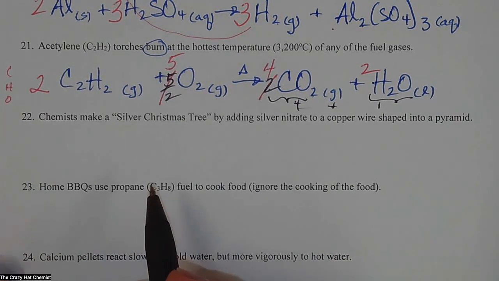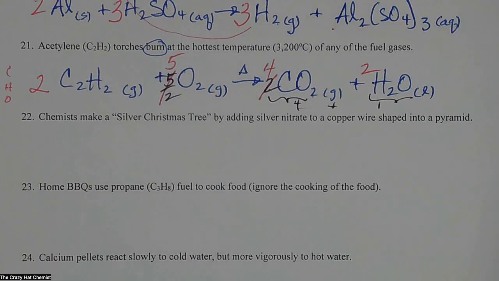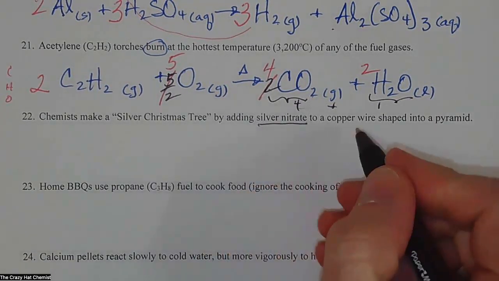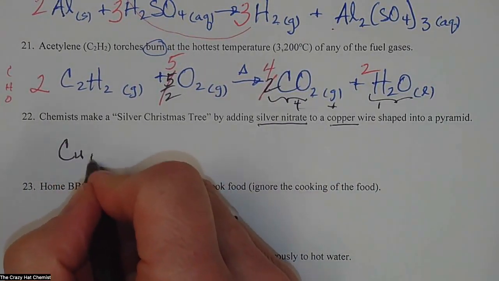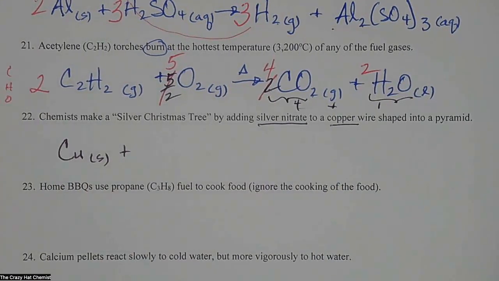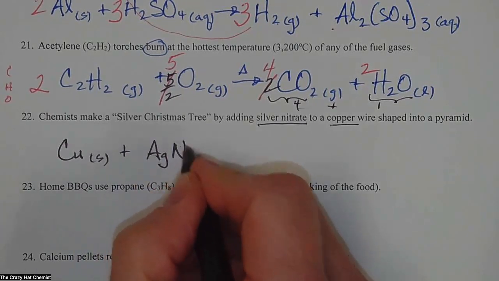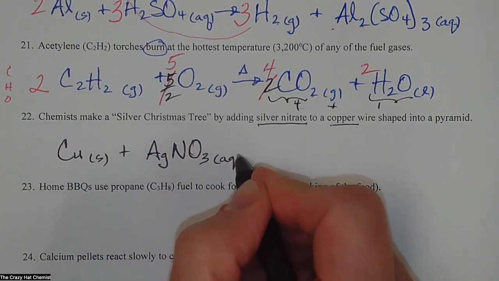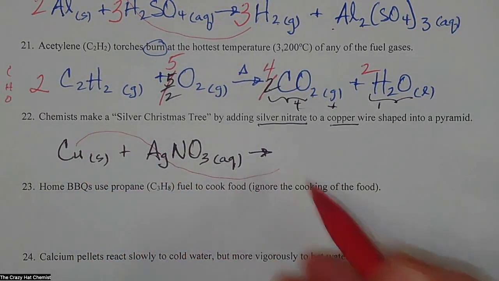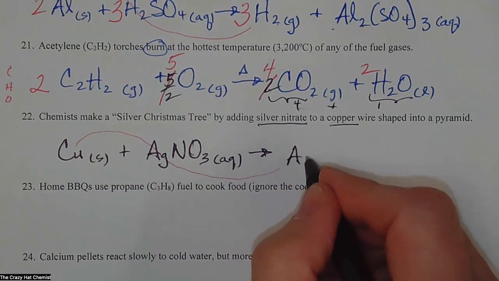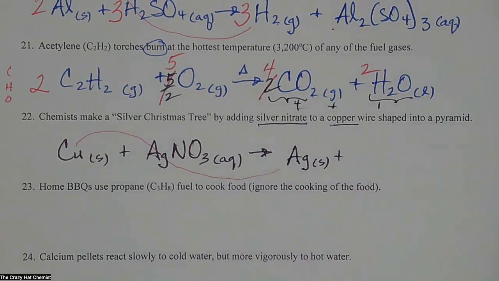Okay. And it says chemists make a silver Christmas tree by adding silver nitrate to copper wire. Okay, so copper wire, that's Cu, and that is solid. And silver is a 1 plus cation, and nitrate is a polyatomic ion, so it's AgNO3. All nitrates are aqueous. This is a single displacement reaction. This copper is going to displace the silver. And what you end up getting is silver that's a solid all by itself. And then the copper and the nitrate are going to get together.